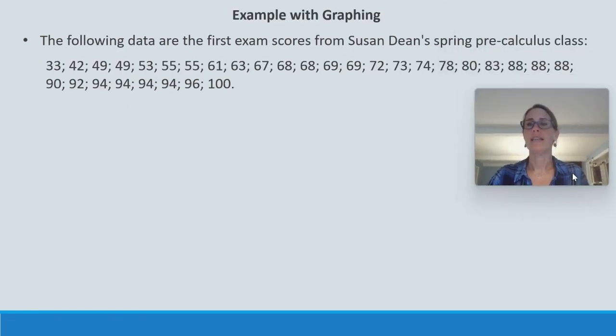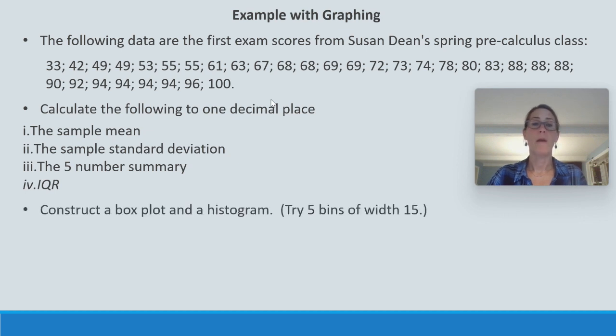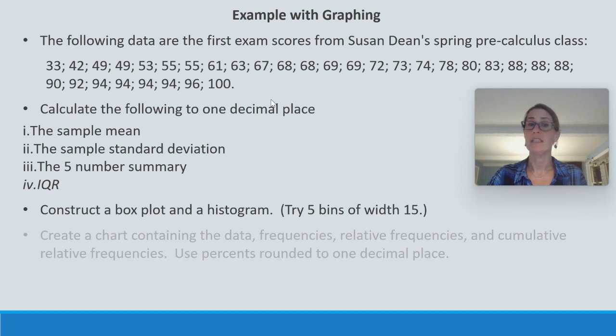We're going to look at an example with graphing. So the following data are the first exam scores from Susan Dean's spring pre-calculus class. We're going to calculate the following to 1 decimal place: the sample mean, the sample standard deviation, the 5-number summary, the interquartile range, the IQR. We're going to do a box plot and a histogram with 5 bins of width 15.